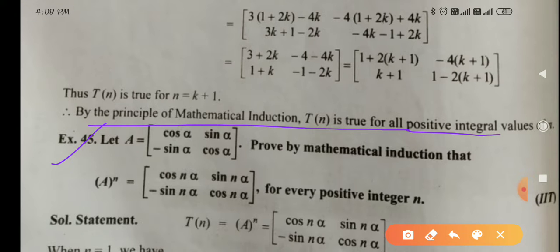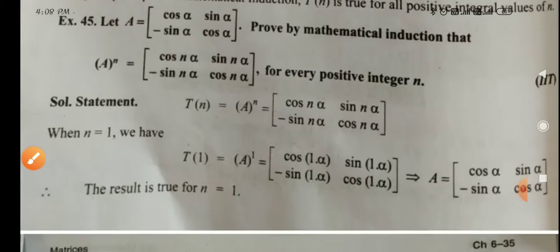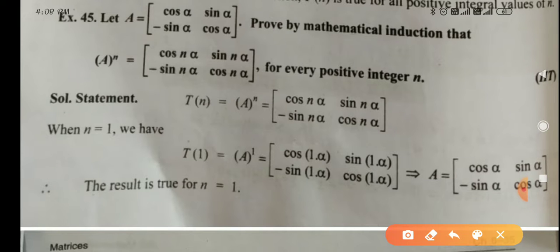One more example, 45, same type of example. Here you can see A is given as cos alpha, sin alpha, minus sin alpha, cos alpha. Prove by mathematical induction that A to the power n is cos n alpha, sin n alpha, minus sin n alpha, cos n alpha for every positive integer n. Same method you are going to apply, for n equals 1, T1.